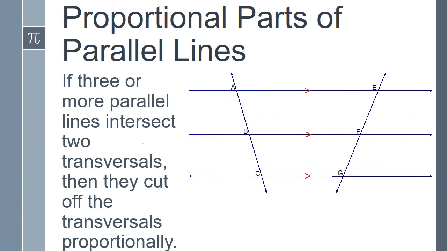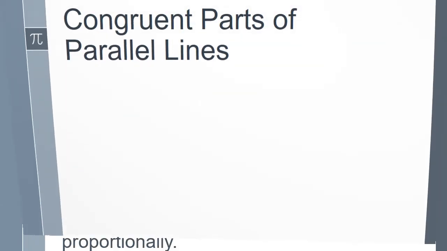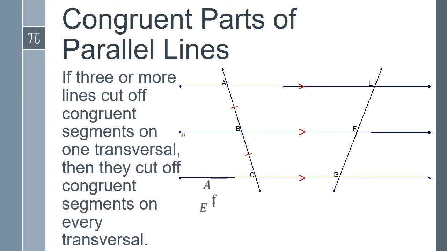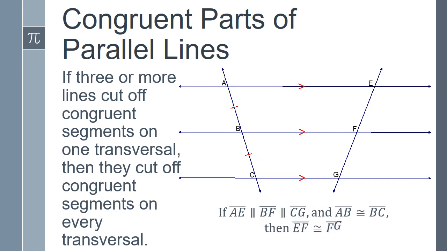If three or more parallel lines intersect two transversals, then they cut off the transversals proportionately. So if segment AE is parallel to segment BF and segment CG, then AB over BC equals EF over FG. Some congruent parts of parallel lines: if three or more lines cut off congruent segments on one transversal, then they cut off congruent segments on every transversal. So that says we have this situation right here, that segment EF is congruent to segment FG.